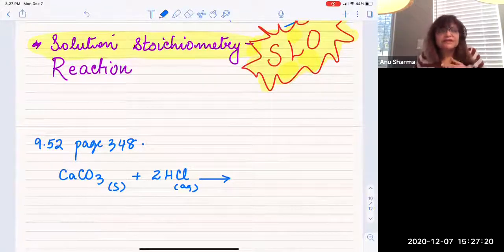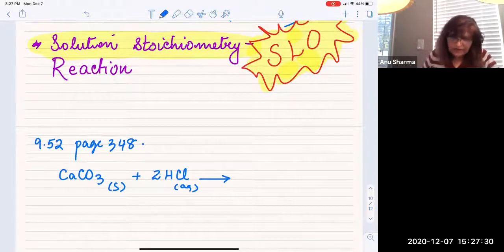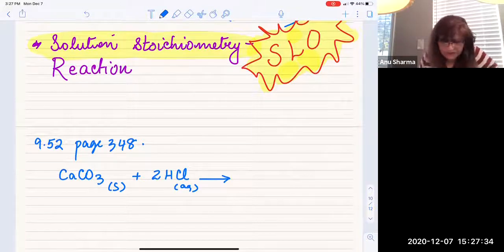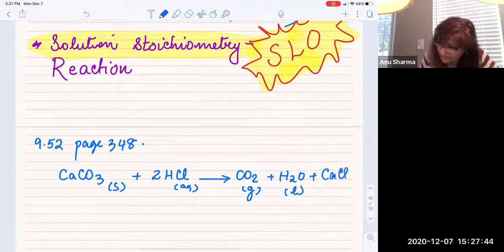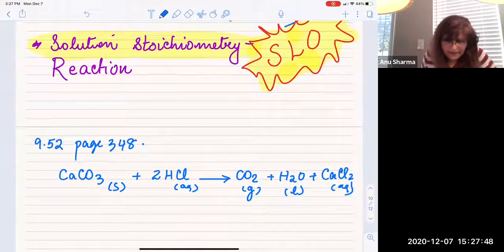So we do these types of problems, like labs, experiments in the lab, so in the real world you can get a feel for it. But anyway, here is calcium carbonate with HCl, which gives you carbon dioxide as a gas, water, H2O, as a liquid, and calcium chloride, CaCl2, aqueous.